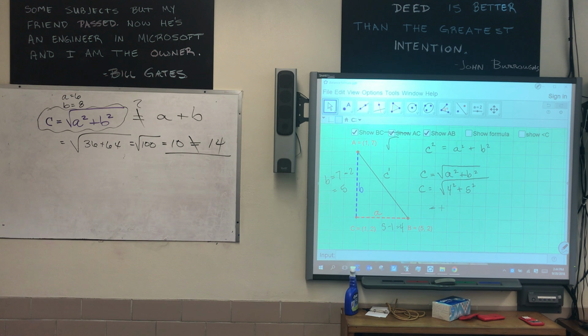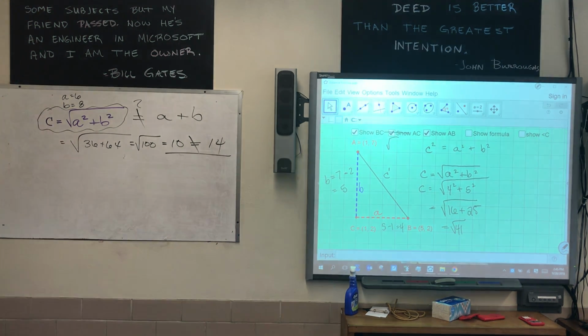So what's 4 squared? 16. What's 5 squared? 25. 16 plus 25 is 41. Okay. We'll talk about simplifying radicals here eventually. But 41 is prime, so it doesn't simplify. That's the distance there from A to B. Okay. We'll come back and do some examples, use GeoGebra to validate that. But that's how we do it.